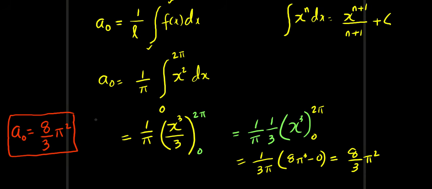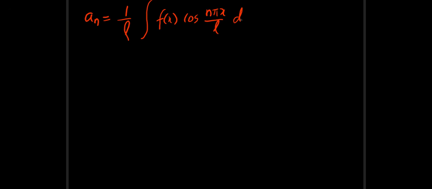So we have a naught. Now I hope you have noted all these things. Let's go to the next page. Okay, now let's start with an. So an is given by 1 by L integral f of x into cos n pi x the whole divided by L dx. Okay, and I told you not to worry about the limits. That will be the lower limit and the upper limit of the interval.